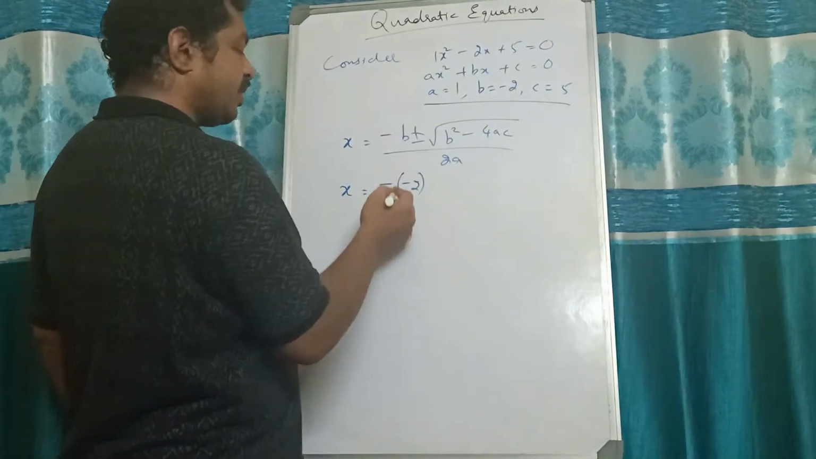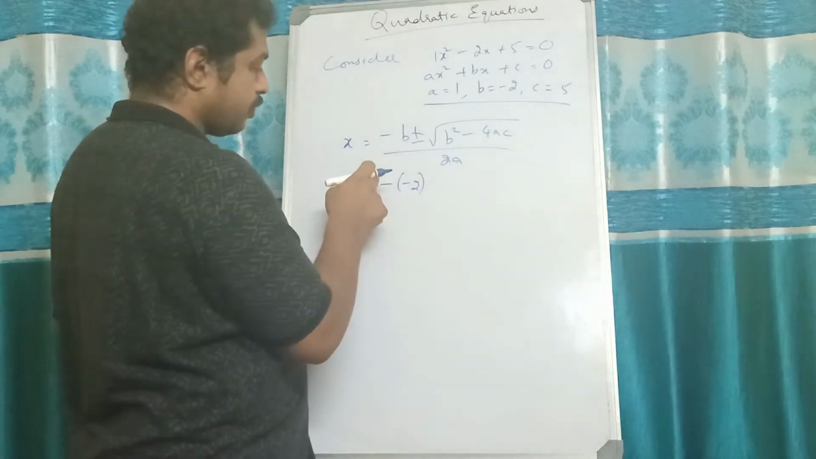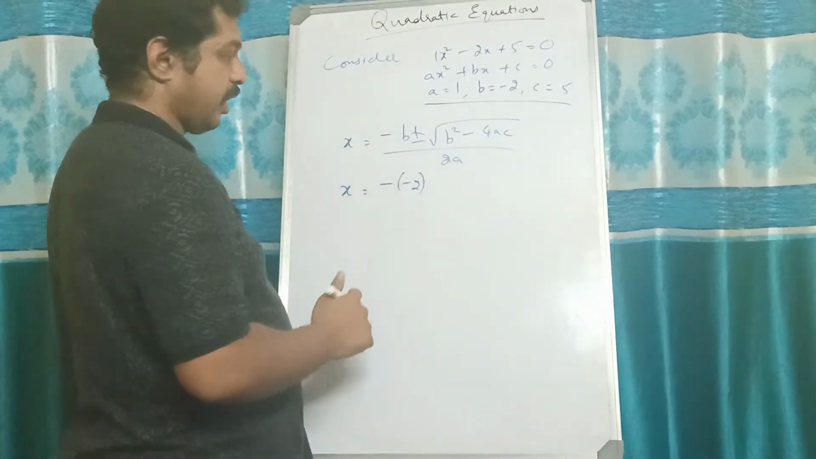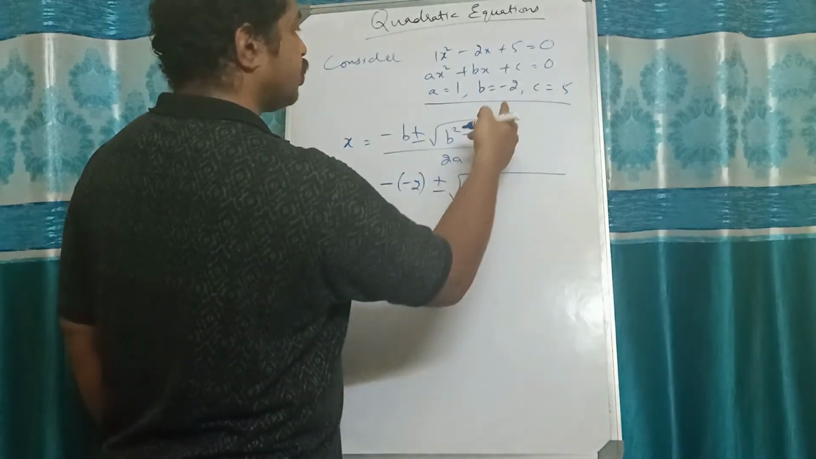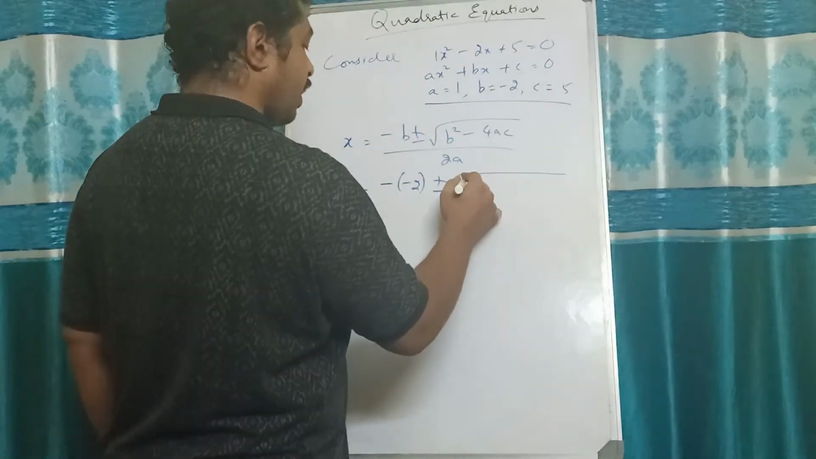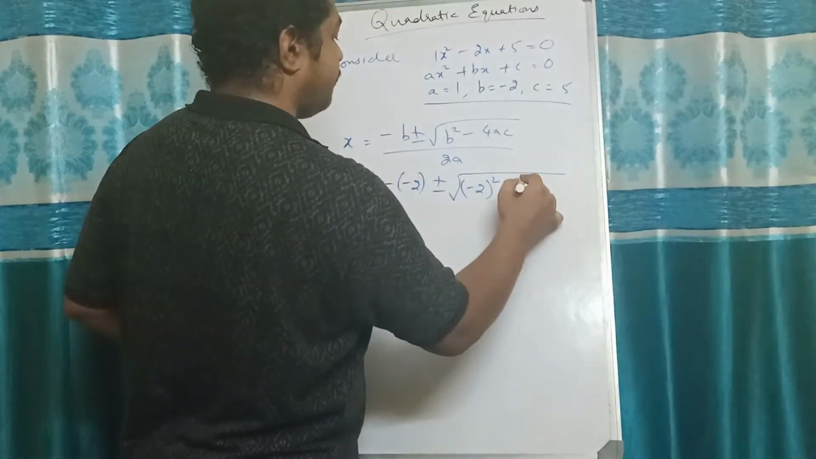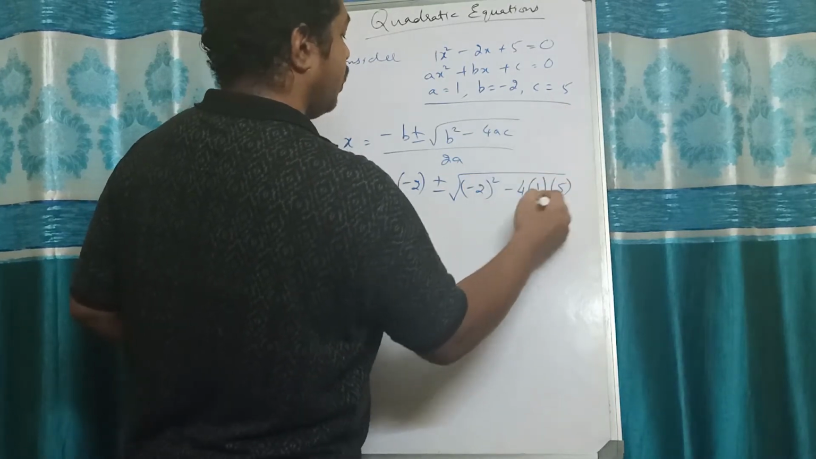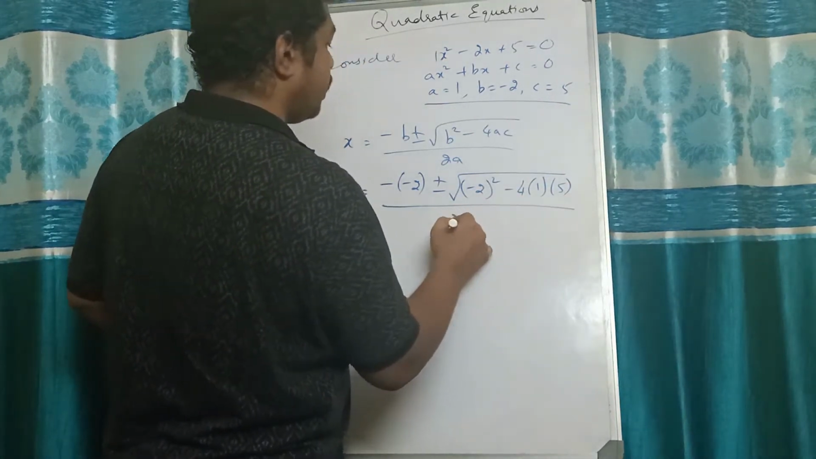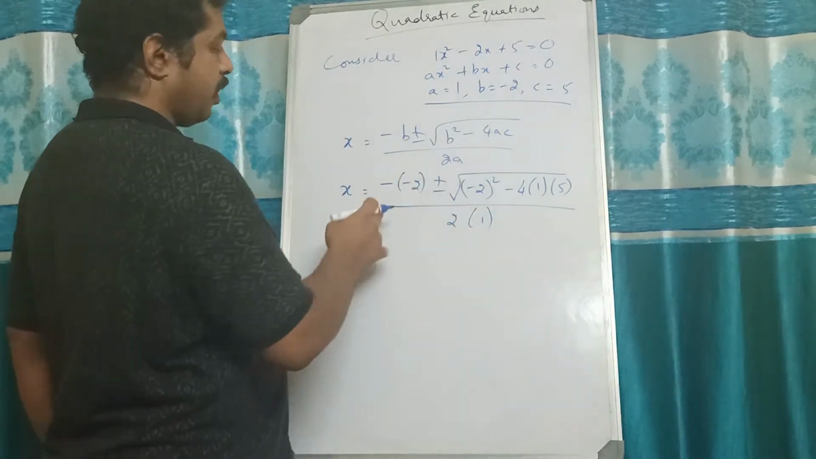So -2 is written inside the brackets because it's a negative integer, right? So minus of -2. This is how I write. And then plus or minus square root of b square. So b square means we need to take -2 the whole square. Okay. So minus 4 into a is our 1 and c is our 5. Then the whole thing divided by 2 into the value of a is 1. Okay, let me try to compute this particular value.